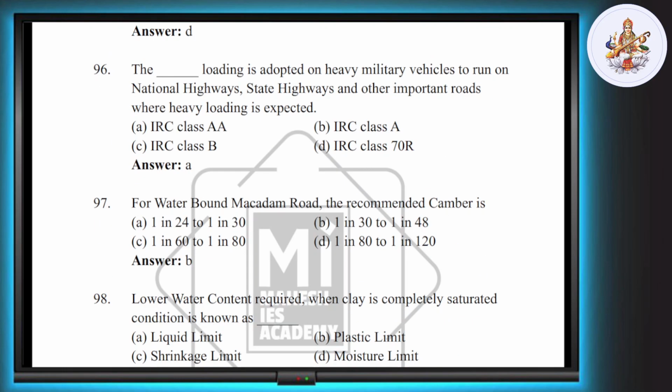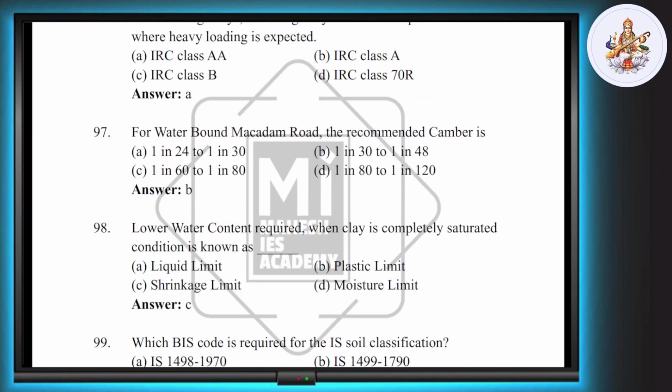Question 97. For waterbound Macadam Road, the recommended camber is. Correct answer, B. 1 in 30 to 1 in 48. Explanation. This slope ensures water doesn't seep into the layers and damage the road base.